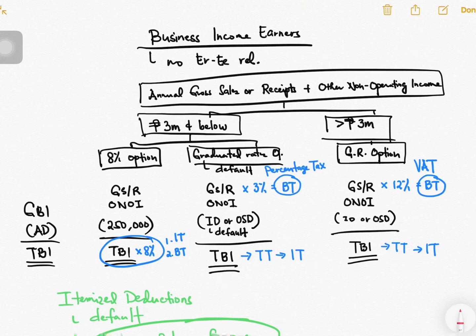Under the 8% option, I placed business tax, but this is specifically percentage tax. And then right here, I placed VAT under more than 3 million graduated rates. The VAT I'm referring to here is the output VAT. So just to make it clear. And given that, let's now proceed to the questions.